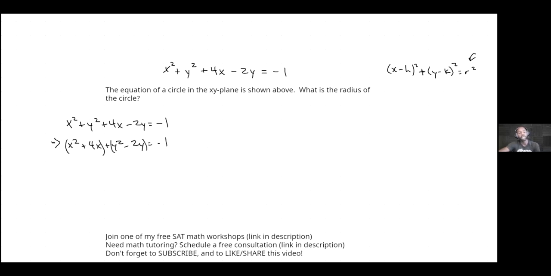Now, when you complete the square, since we're talking about x's here, you look at the x to the first power term. You take half of the coefficient, square it, then you add it inside of parentheses, and then you subtract it outside of parentheses. So let's do that. It's going to be x squared plus 4x. Half of that coefficient is 2, squared is 4. So we're going to add 4 here.